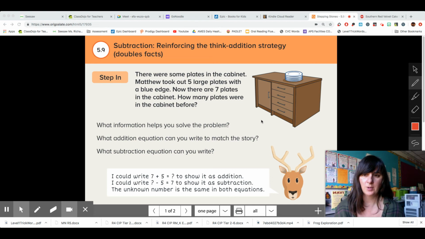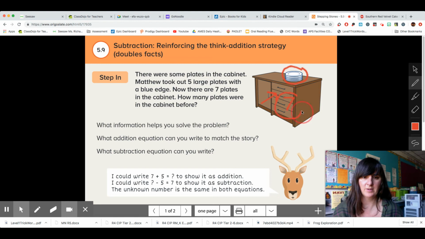Here's lesson 5.9, subtraction using think addition and doubles. There were some plates in the cabinet in here. Matthew took out 5 large plates with a blue edge. Now there are 7 plates in the cabinet. How many plates were in the cabinet before?